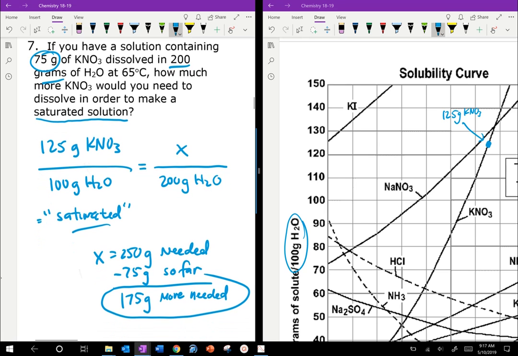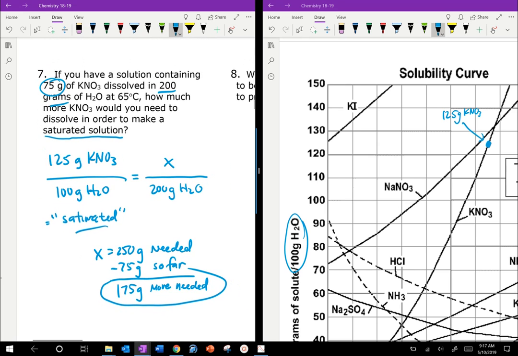It's kind of like saying I have a goal of saving $250, and so far I've saved 75. How much more will I need to save to get to my goal? In this case, the goal being a saturated solution, we needed 250 grams. We already had 75 in the solution. There's still room for another 175 more grams in order to make that work.